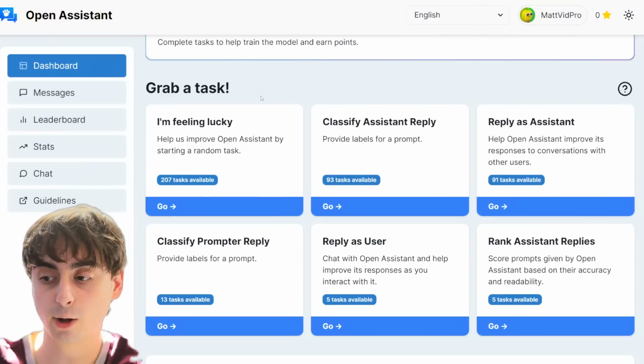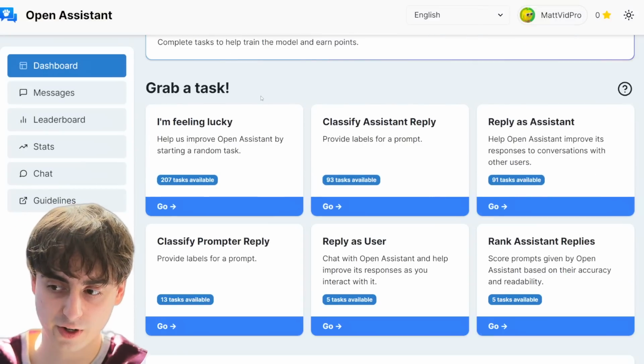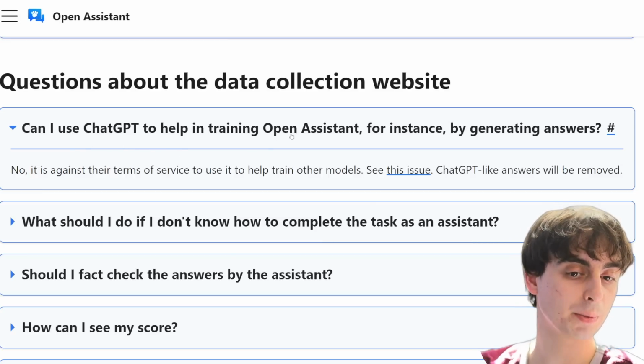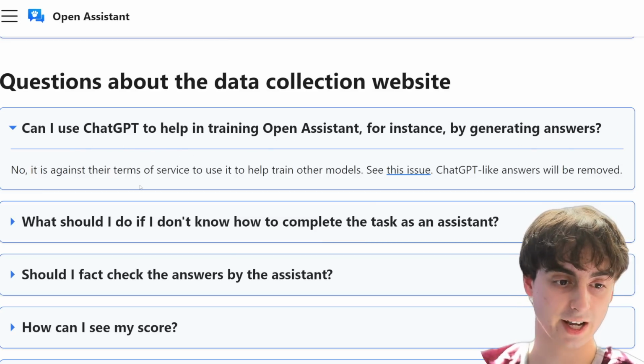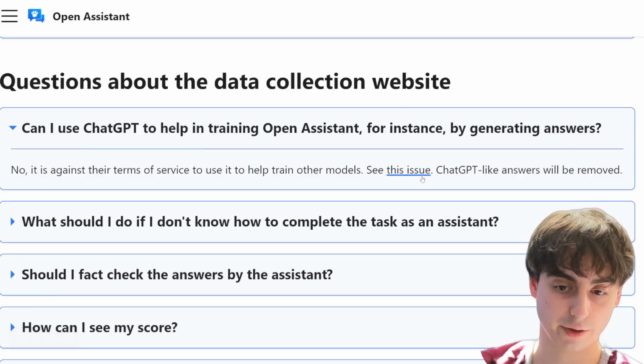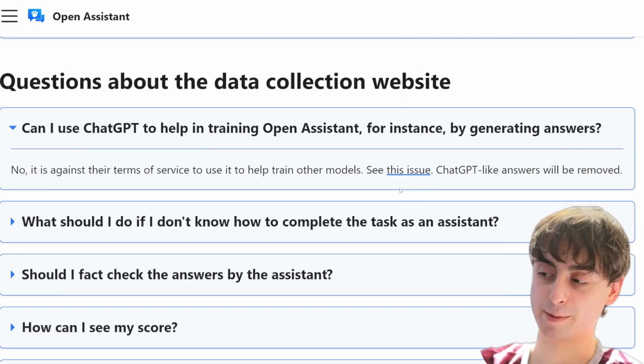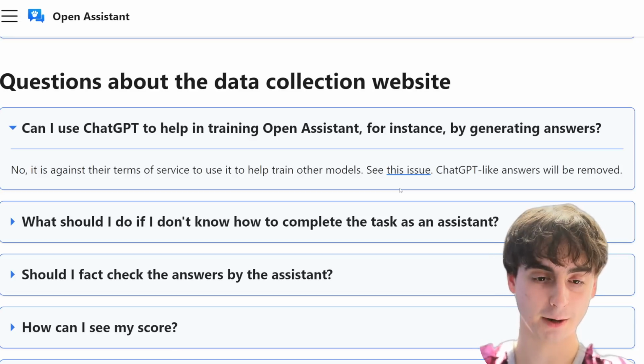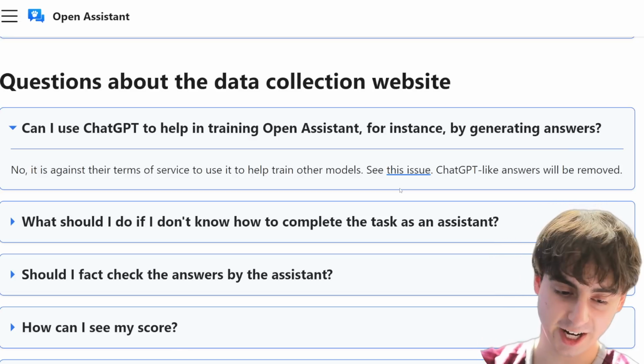This is how you can help train this open source model further. Can you use ChatGPT to help in training OpenAssistant by generating answers? Nope, it is against OpenAI's terms of service to use it to help train other models. So that's unfortunate. I mean, think about how fast this thing could become a direct copy of ChatGPT.